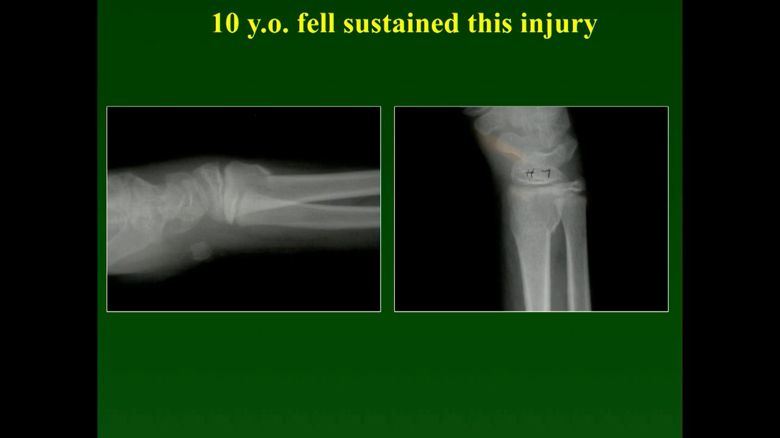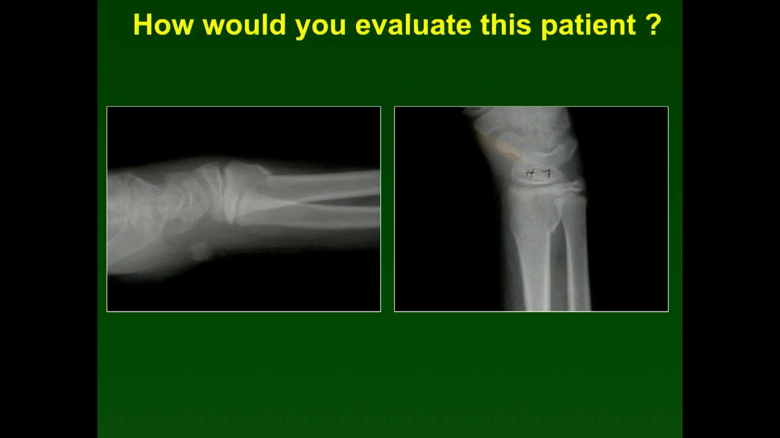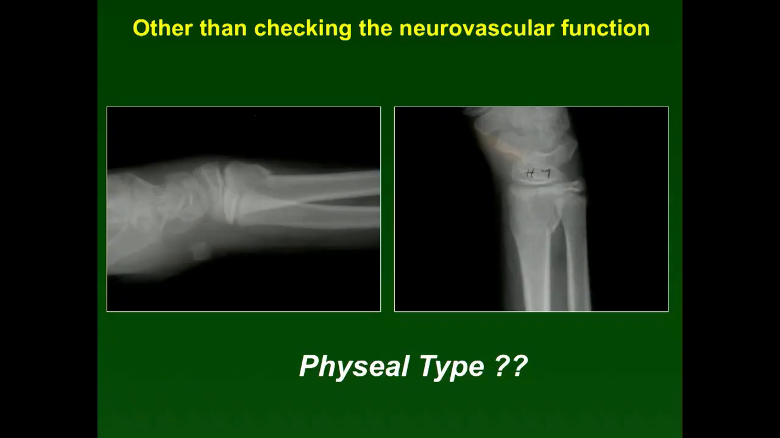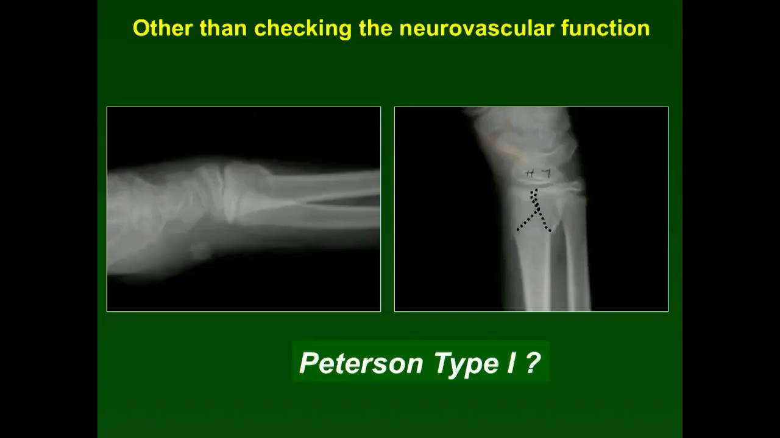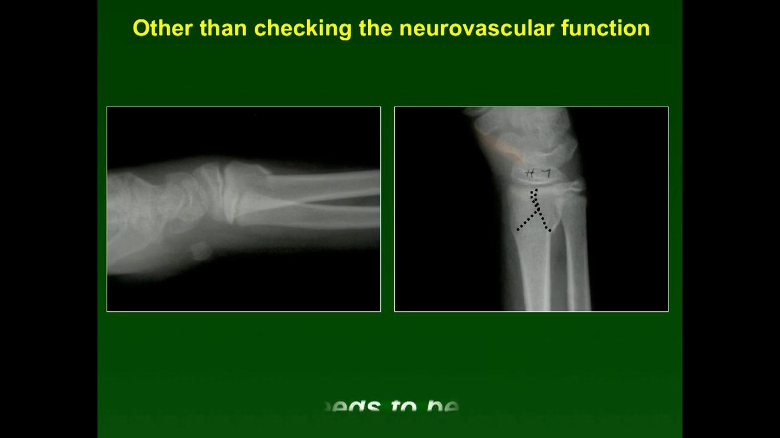Now, this is a 10-year-old who fell and sustained this injury. How would you evaluate this patient? I would start with a physical exam. You do a physical exam, very good, and you check the neurovascular function, right? Yes. Okay. What's the physeal type this person has? Well, this is a Peterson 1, right? Okay, so we've determined that this is a Peterson 1 type of fracture of the distal radius, and you would describe it as non-displaced, correct? Yeah. So what else are you going to do, though?